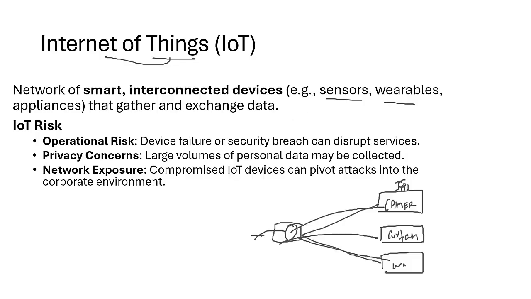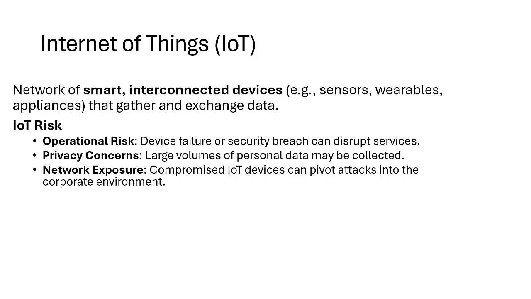We have three major risks in IoT. Your smartwatch is also an example of IoT, right? You can log into the app and check the health reports from anywhere. Now just imagine, if you can log into the app, anyone can use the same app to extract your health data. First is operational risk, like device failure or security breach that can disrupt the services. In that case, you will not be able to see your health reports. Second, privacy concern, with huge disclosure of data. Third, network exposure, so compromise of IoT devices can pivot the attacks into the corporate environment, which is also a big concern, and that's something we need to overcome.